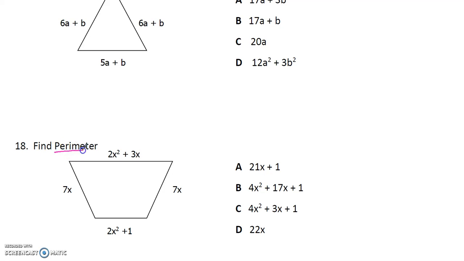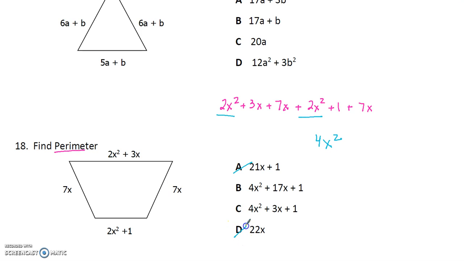Okay, another perimeter one, so that means again we're adding all of our sides. So I'm just going to rewrite that. We have 2x squared plus 3x, and then I have plus 7x, and then I have 2x squared plus 1, and then I have another plus 7x. All right, so let's see what we have. X squared, largest exponent, another x squared. So I've got 2x squared plus 2x squared, which will give me 4x squared.